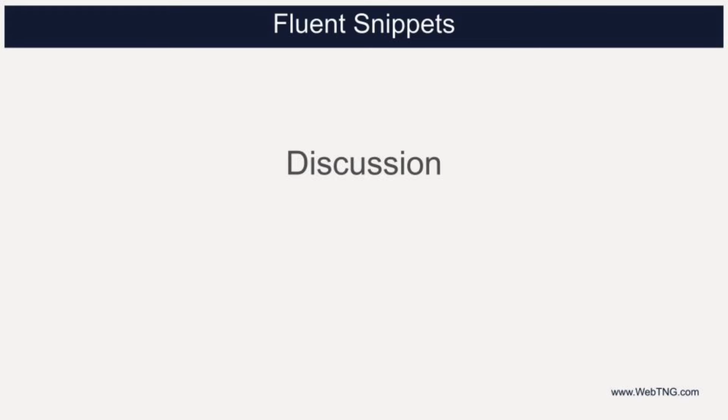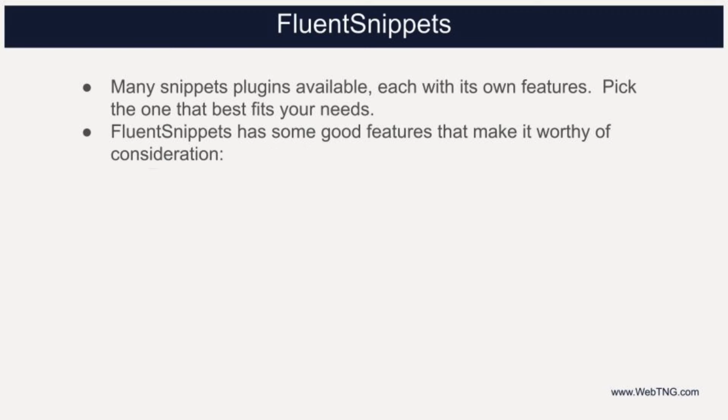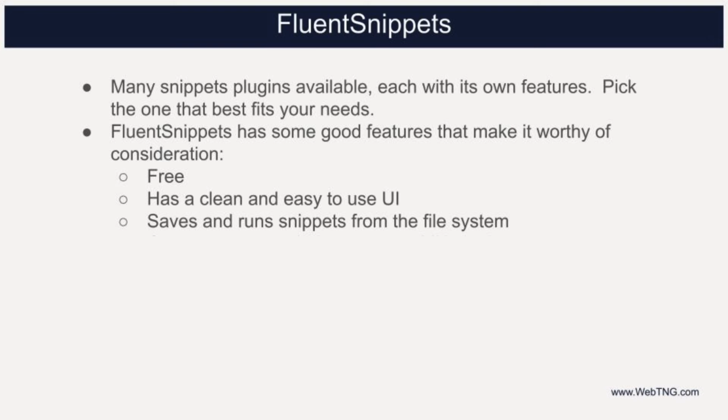There are just a couple of comments that I'd like to share. There are a number of good Snippets plugins available, and they all have different features. So choose the one that works best for you and that has the features you need. As we've seen, FluentSnippets has a few really nice features that make it an option to consider. First, it's free. Second, it has a nice user interface and it's easy to use. Third, it saves the code snippets to the file system. And fourth, you have the option to create a custom must-use plugin, and you're able to actually remove FluentSnippets from the website and you don't even need to have it installed anymore.